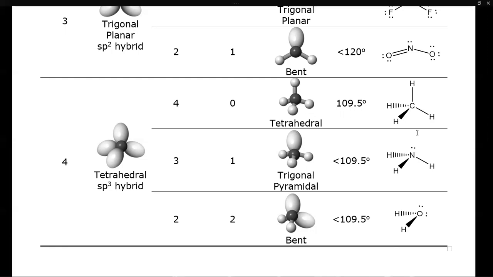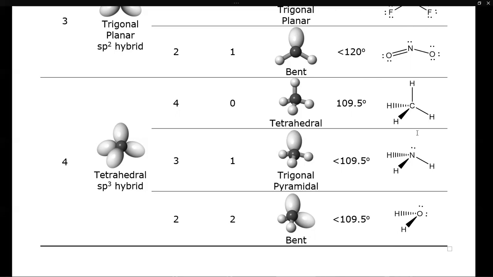And then if you've got 3 and 1, that's trigonal pyramidal. The bond angles are a little less than 109.5 because the non-bonding electrons tend to squish those bond angles just a little bit. Ammonia would be a good example. And again, you see the wedged and the dashed lines.